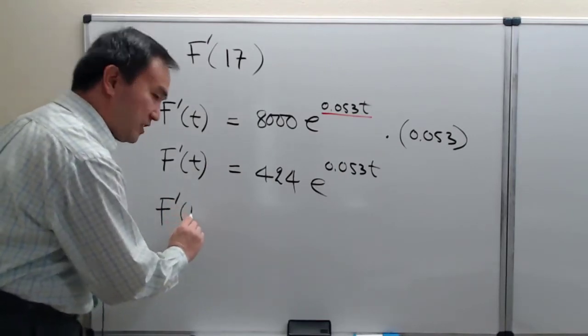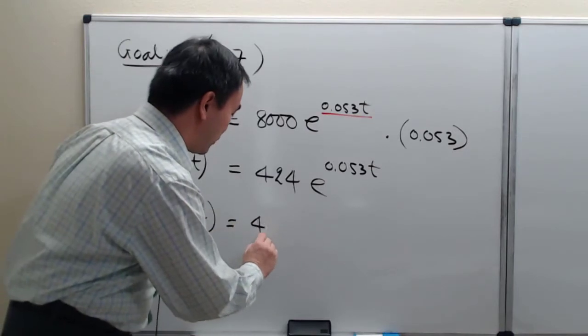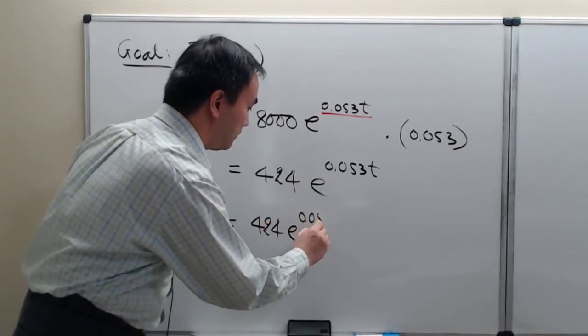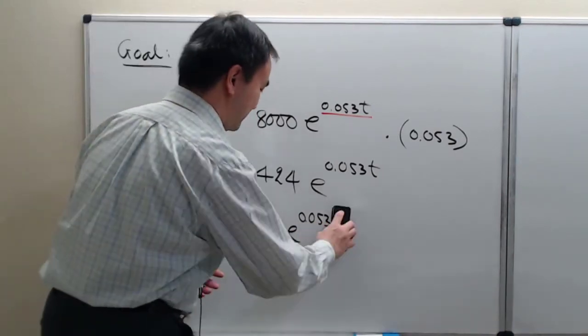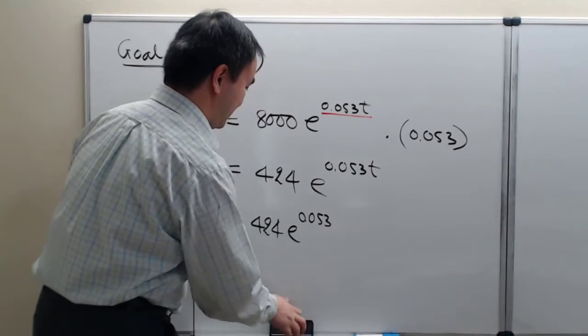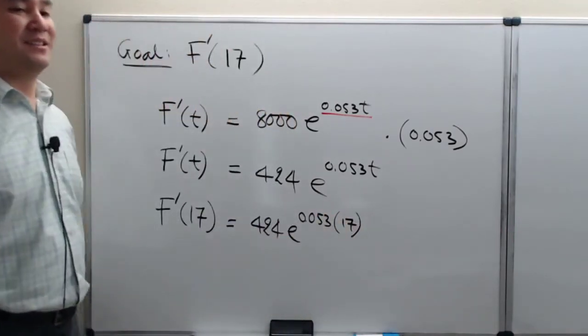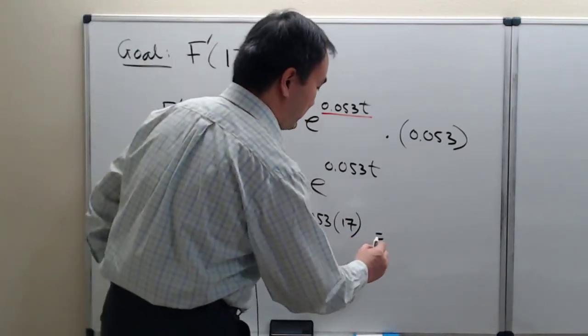F prime at 17 is going to be 424 multiplied by e to the 0.053 t. Wait, I forgot to substitute in, but we need to substitute that 17 in there. Okay, and so now at this point we are ready for a final calculation.